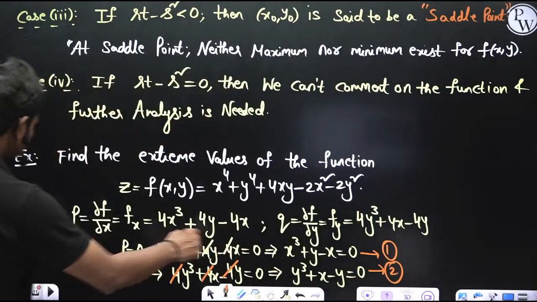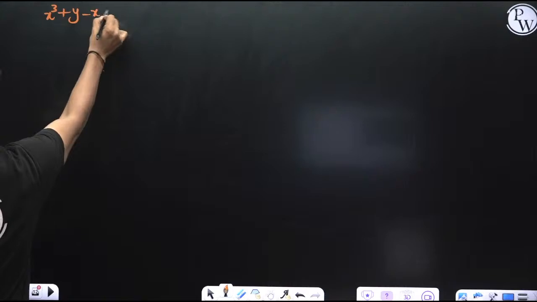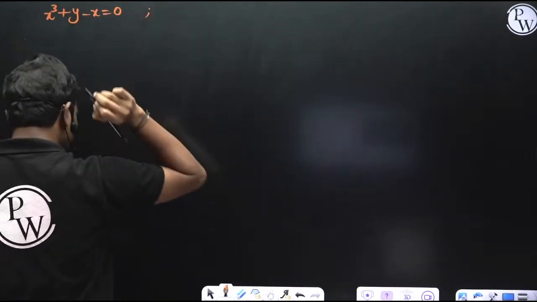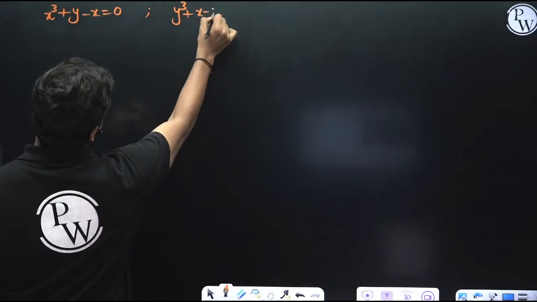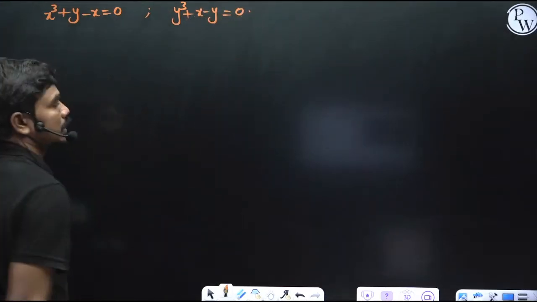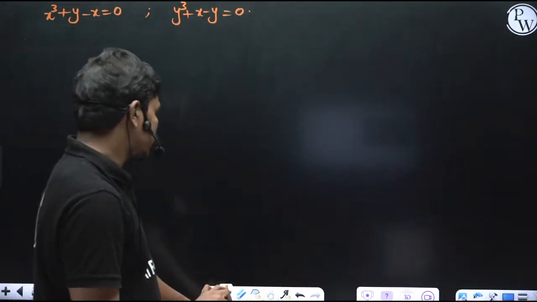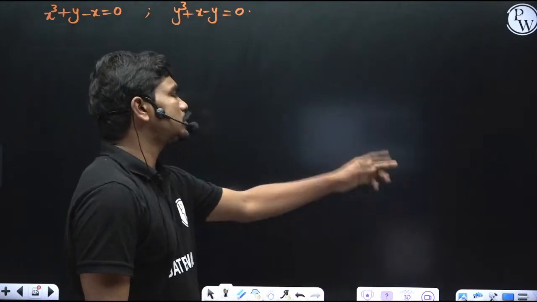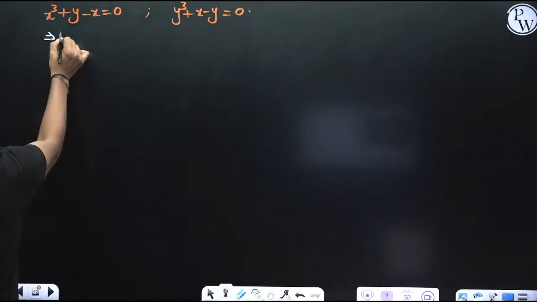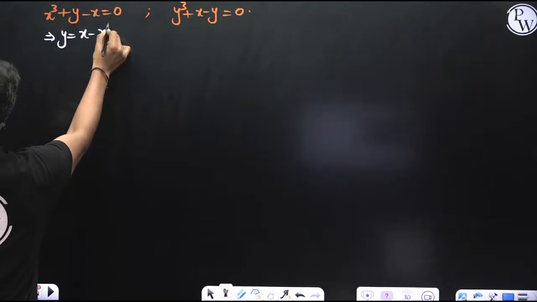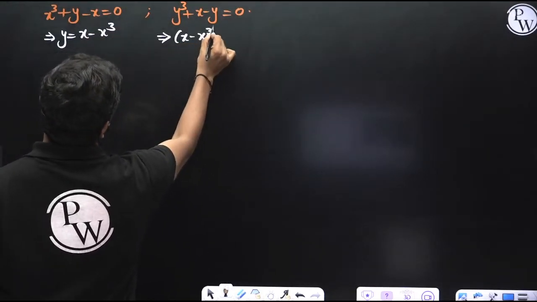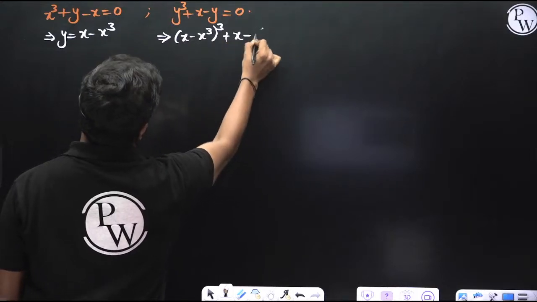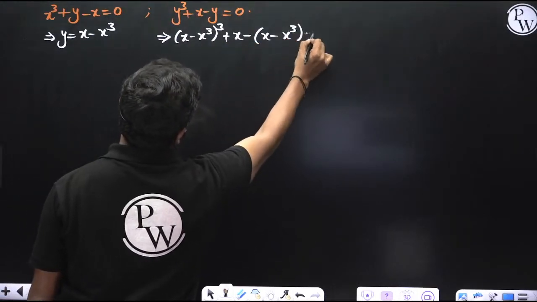Let's see. So we have two equations: x cube plus y minus x is equal to 0, and y cube plus x minus y is equal to 0 actually here. Okay, then how to solve this? Let's use the substitution method. This y can be written as x minus x cube, correct? So replace that y here. This implies (x minus x cube) whole cube plus x minus x cube is equal to 0.